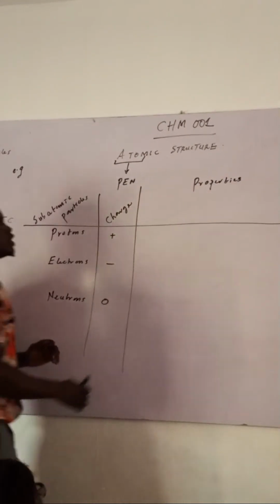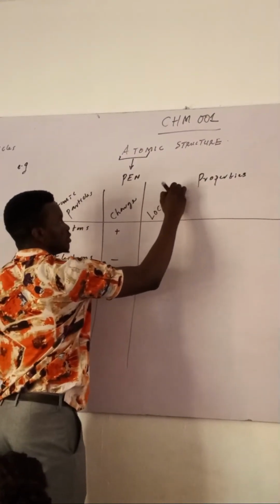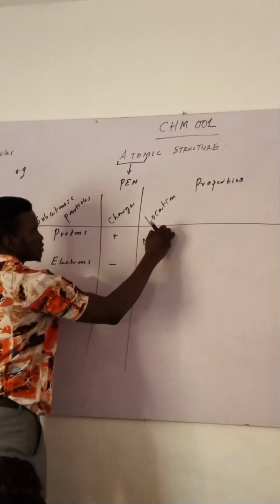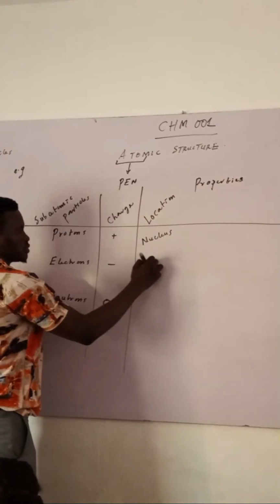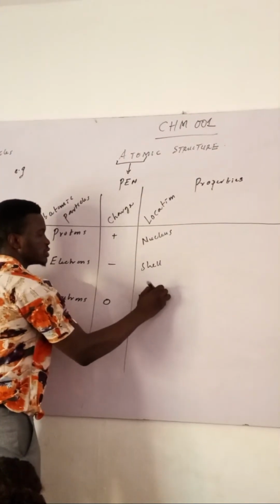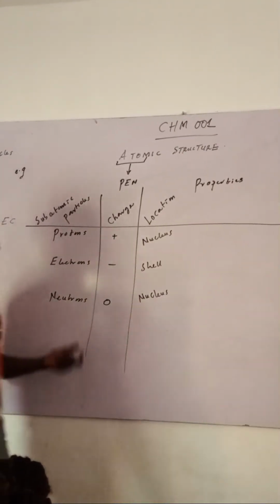Then we have their location. Where do we have protons? Electrons are in the shell. Then this one is also found in the nucleus. Please, this means it is neutral. We all should know that.